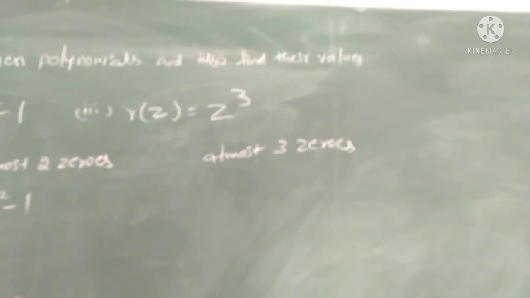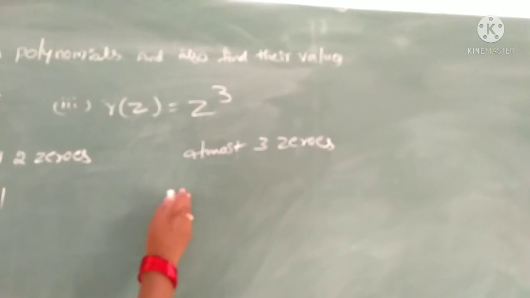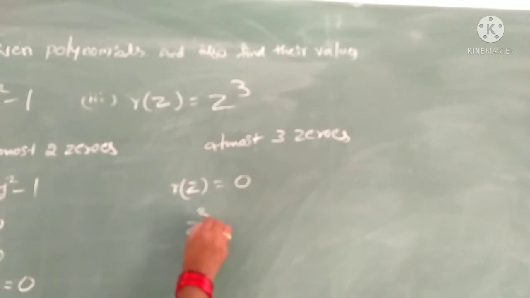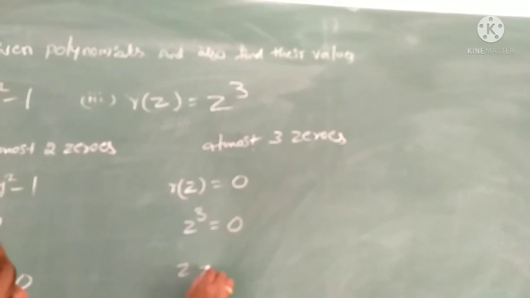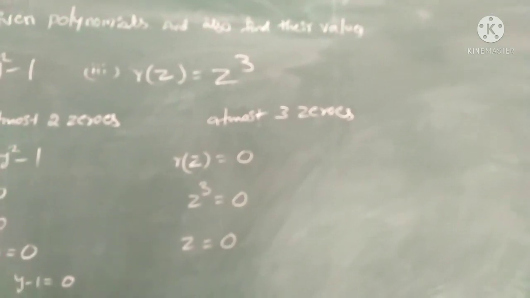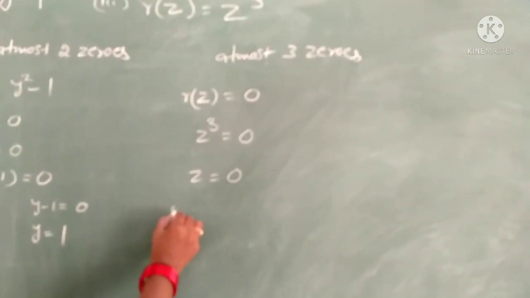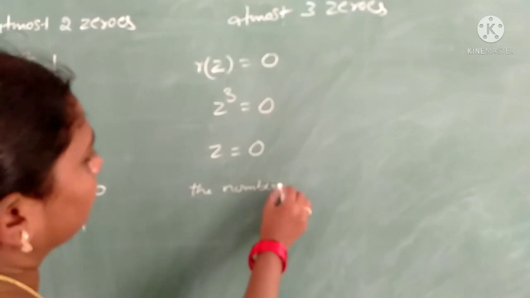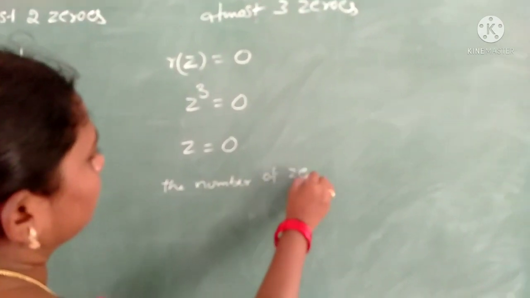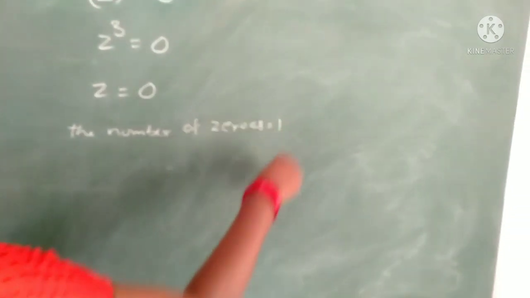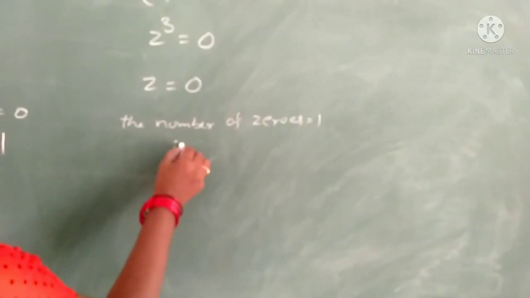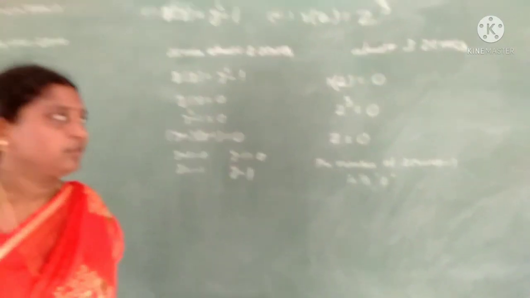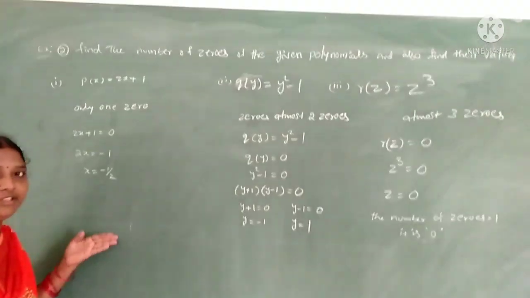So first we find the zeros. r of z equal to 0. So z cube equal to 0, z equal to 0. So the number of zeros is 1. It is 0. So we find the 3 problems.